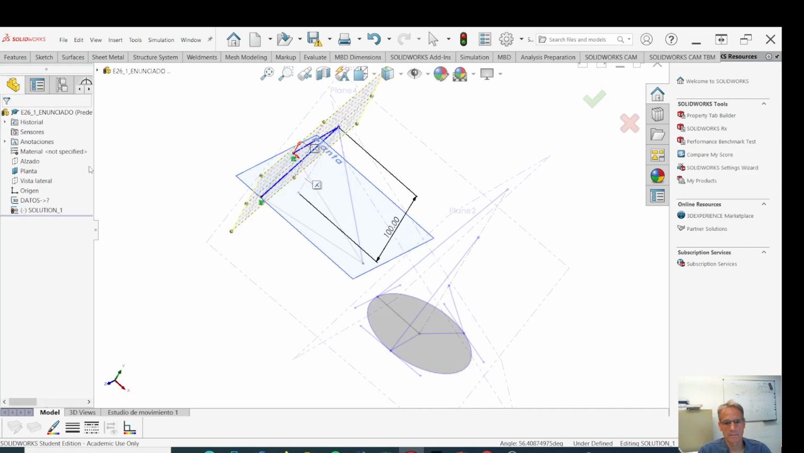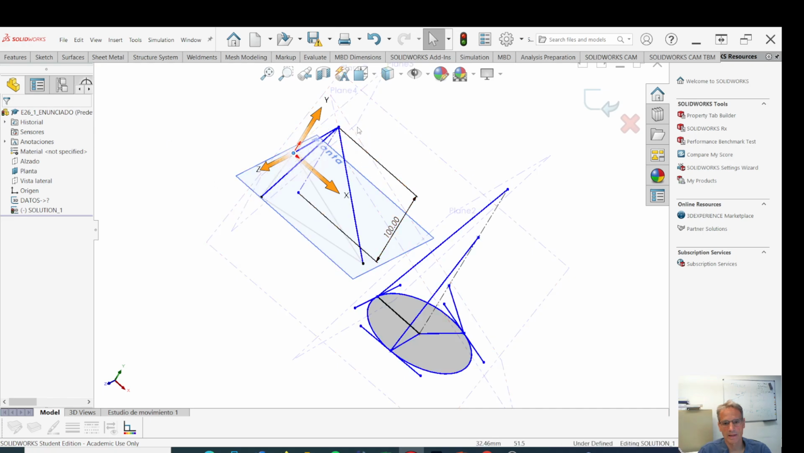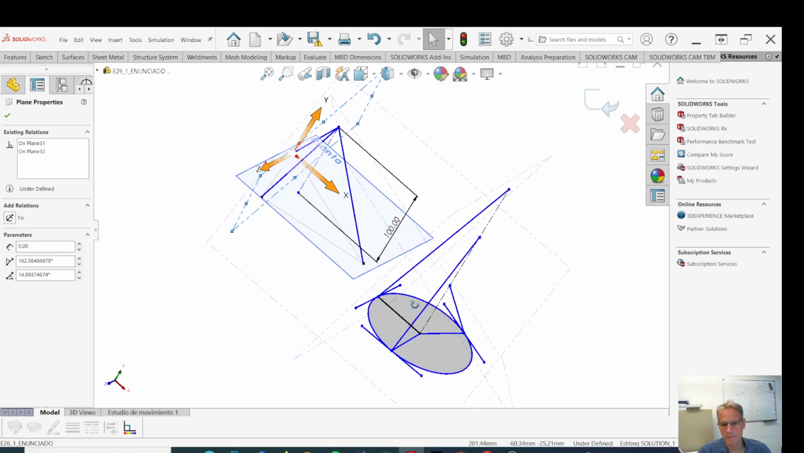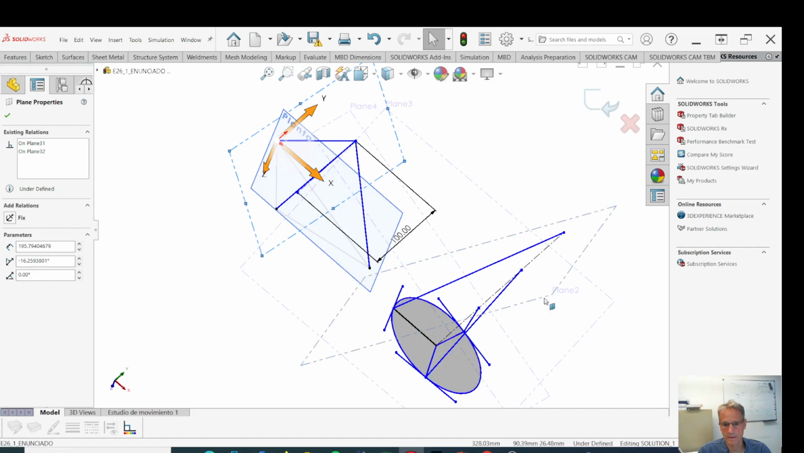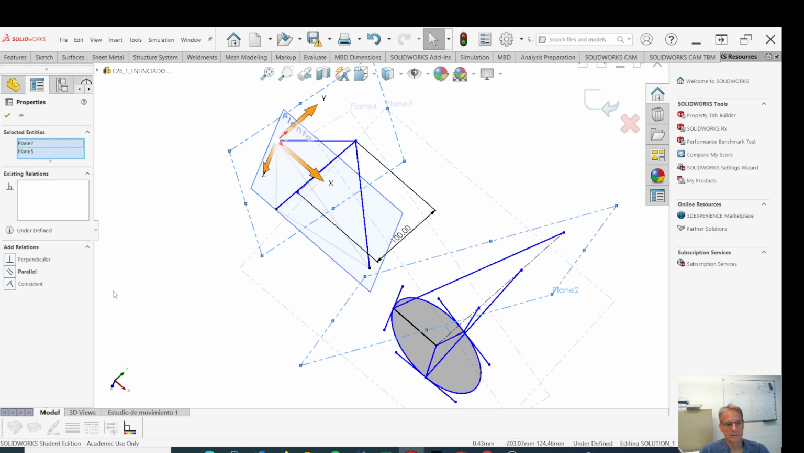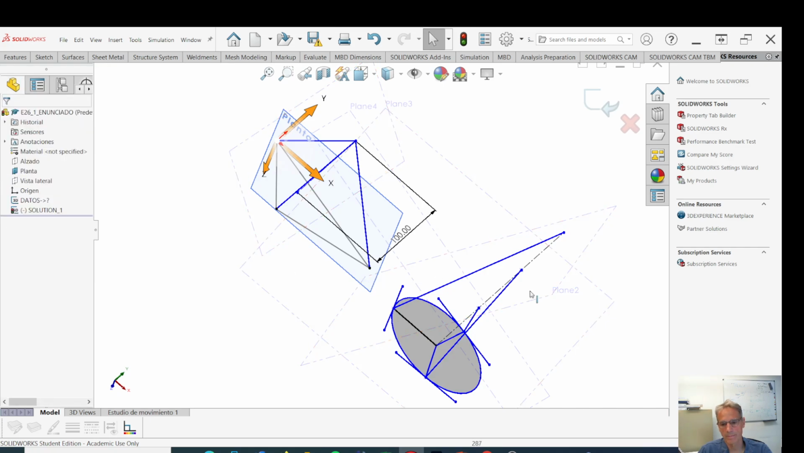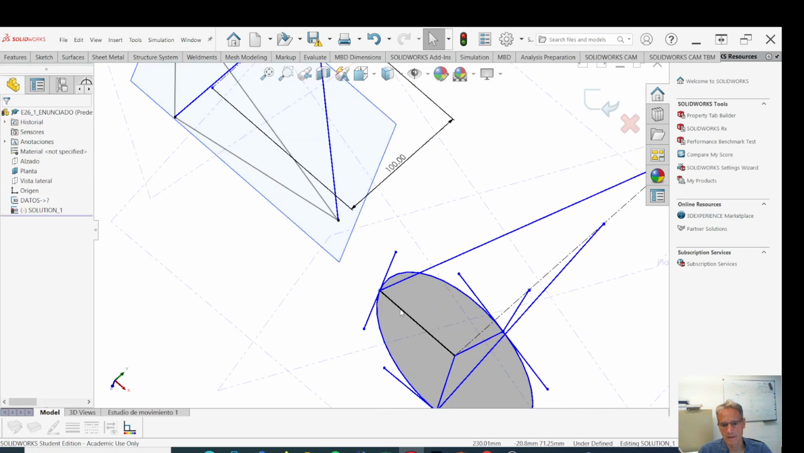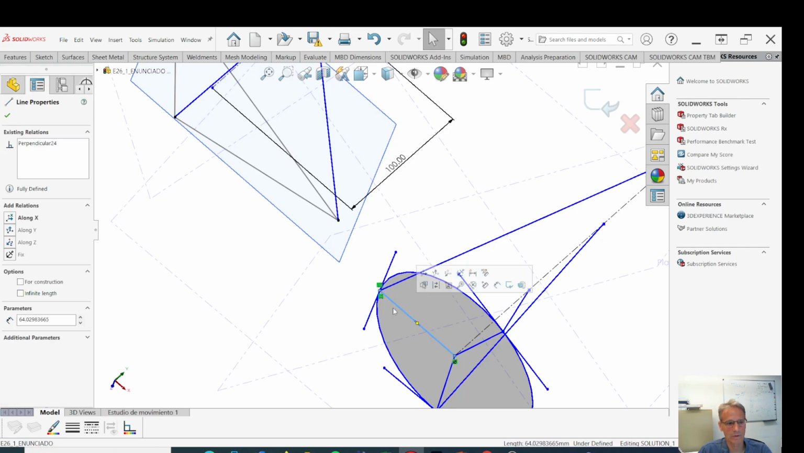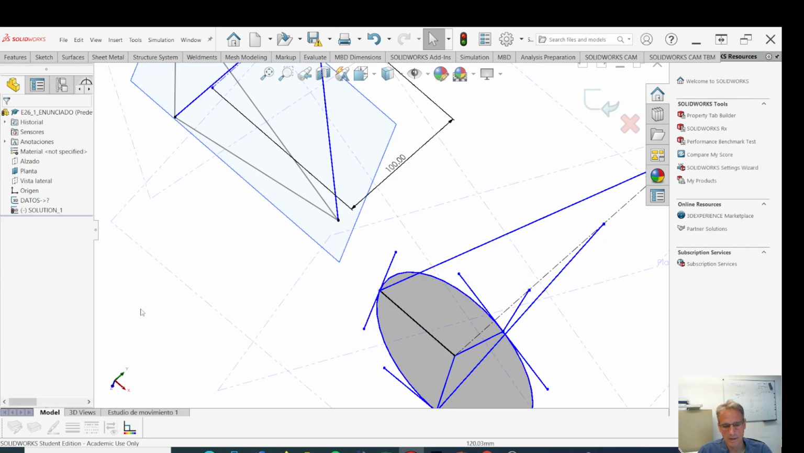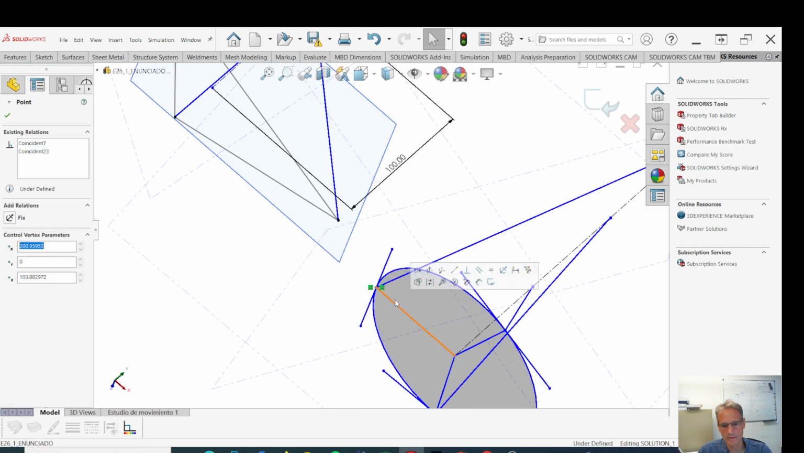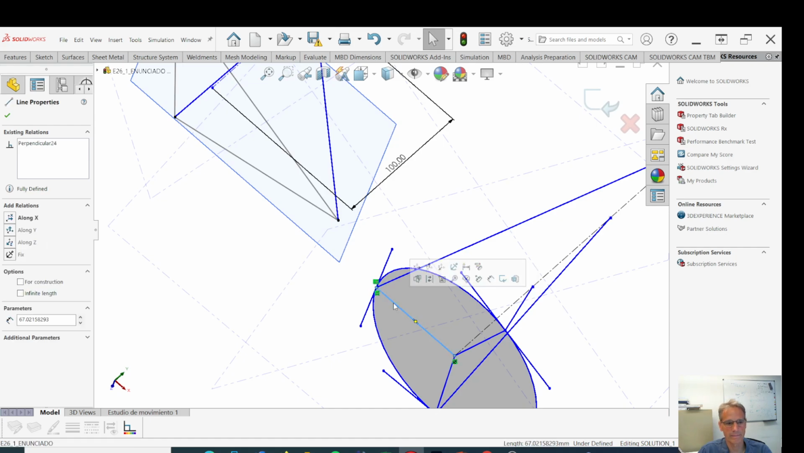Okay, and then I say that this one has to be parallel with this one. Parallel. Sometimes, maybe I made a mistake with this one, because this one I cannot move. There's something here.